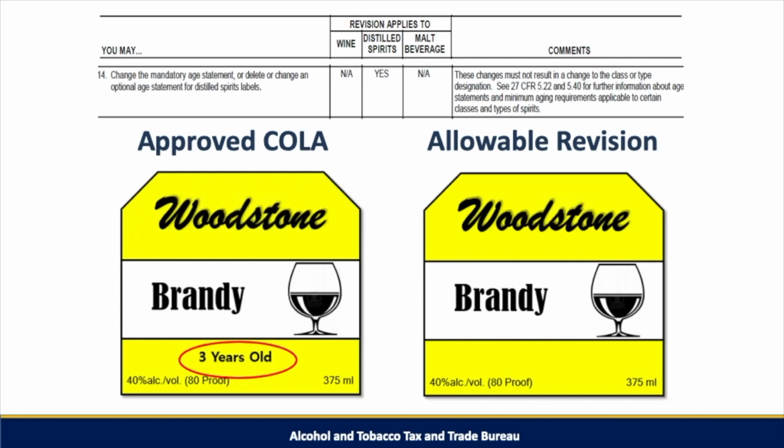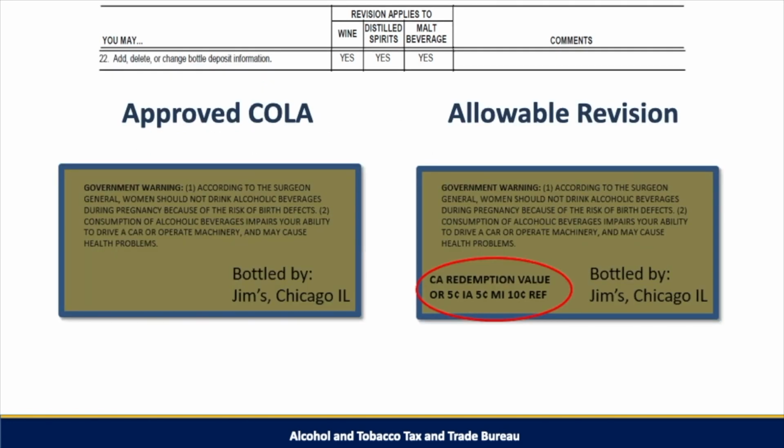You may change the mandatory age statement or delete or change an optional age statement for distilled spirits labels. The age statement, 3 years old, for this brandy label has been removed and does not require a new COLA approval. These changes must not result in a change to the class or type designation. See 27 CFR 5.22 and 5.40 for further information about age statements and minimum aging requirements applicable to certain classes and types of spirits. You may add, delete, or change bottle deposit information.